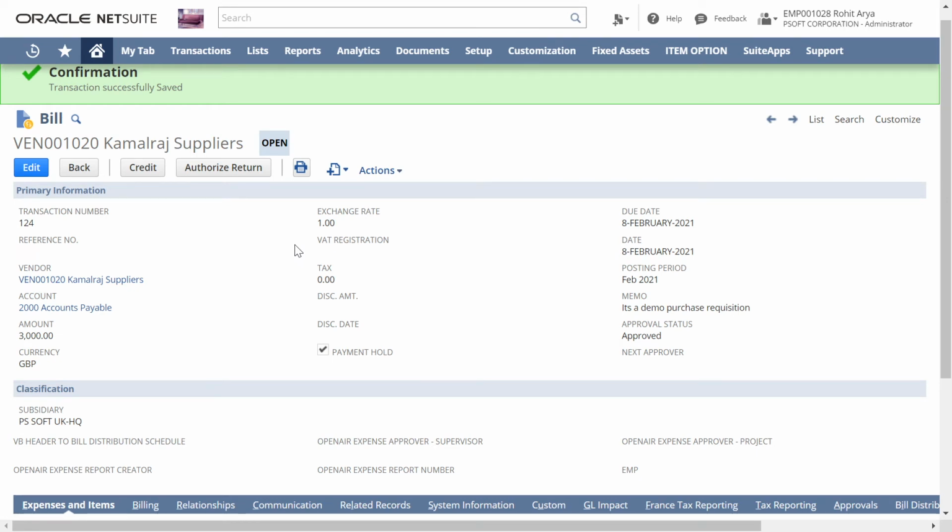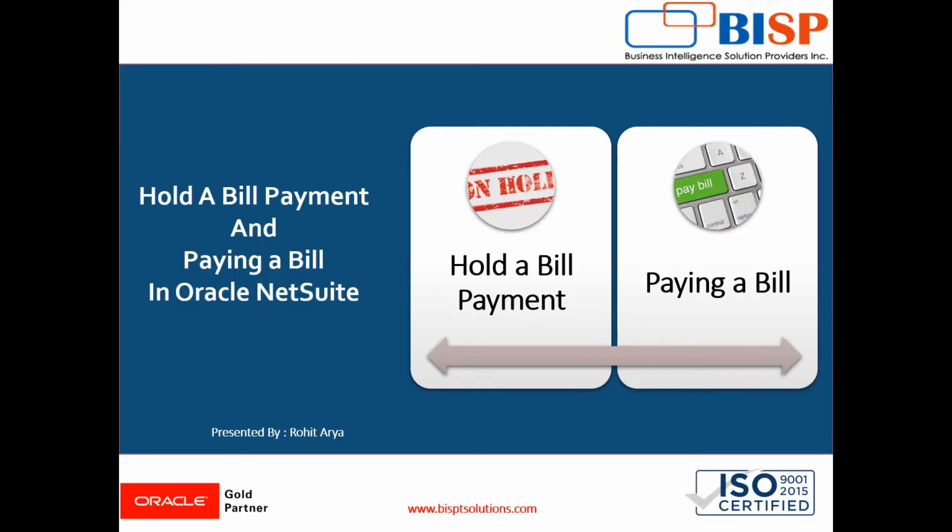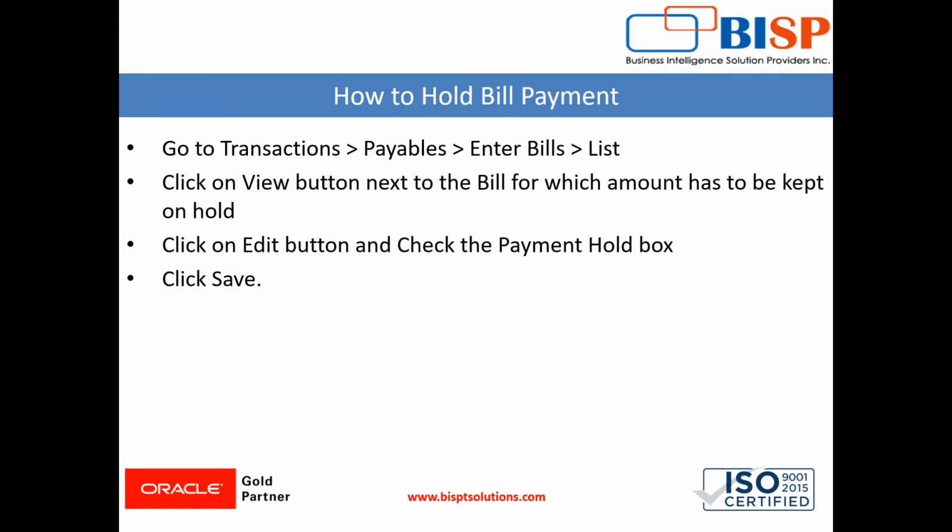Let's have a quick review of the steps which we have taken here. We went to Transactions, Payables, Enter Bills and List, and we clicked the view button next to the bill, and then we clicked on the edit tab and we checked the payment hold box and we saved the invoice.